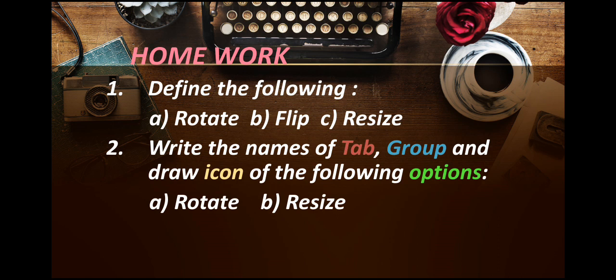In this group column, you have to write the group name of the icons or the options that are used for these. And the fourth column, you have to give the heading of icon. In this icon column, you have to draw small icons of these options, rotate and resize. So in question number 2, you have to make 4 columns: option, tab, group and icon of both of these options: A, rotate, and B, resize.